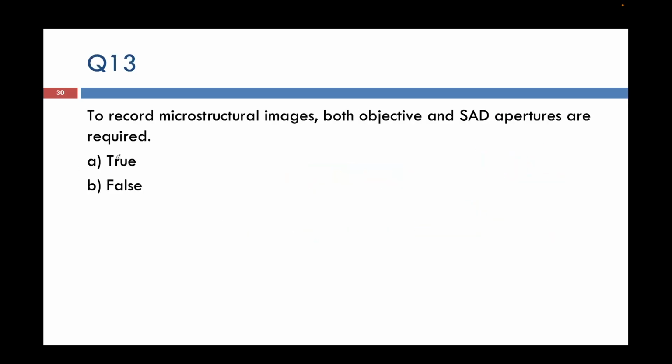To record microstructural images, both objective and SAD aperture are required. True or false? There are two types of aperture, objective aperture and SAD aperture. The objective aperture is used when we want to view images. The SAD aperture we insert when we want to see the diffraction pattern, so it will only give us the diffraction pattern. To view the microstructural image, we only need the objective aperture. So the statement is false.